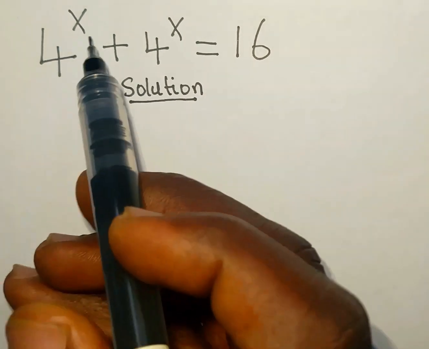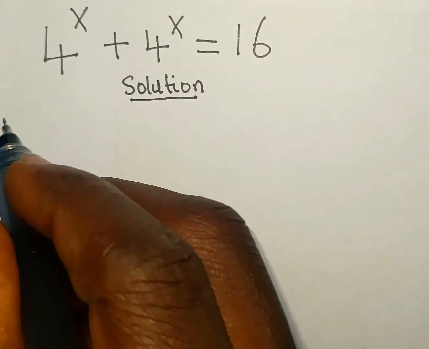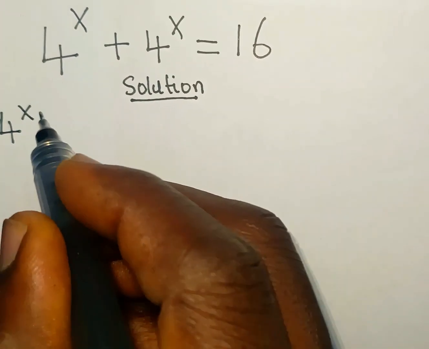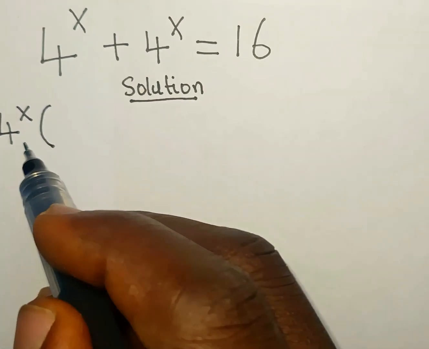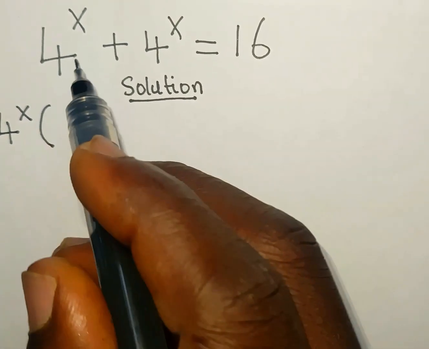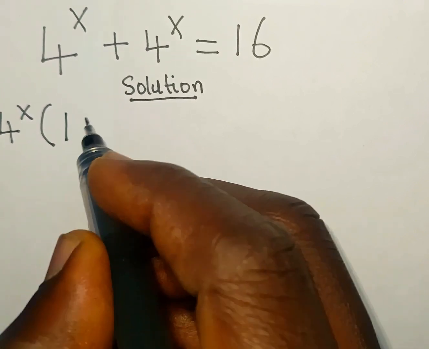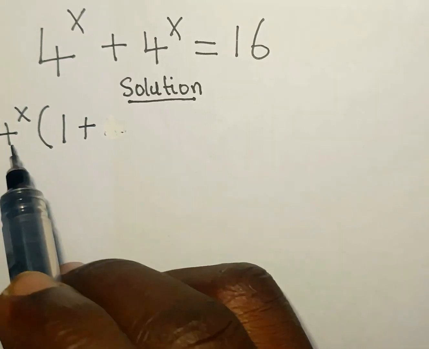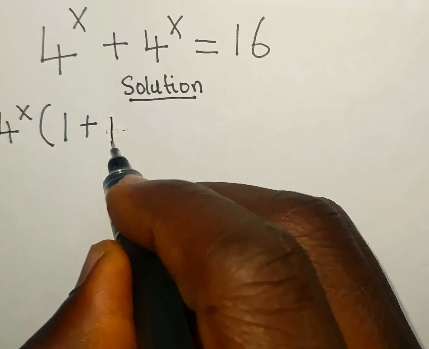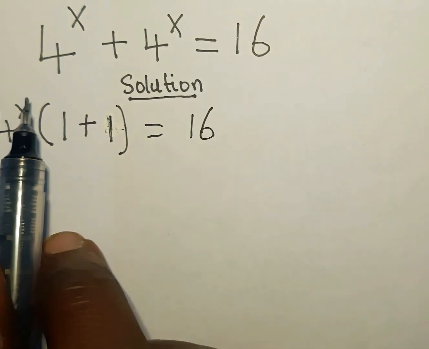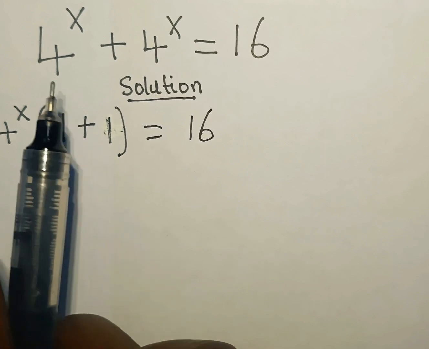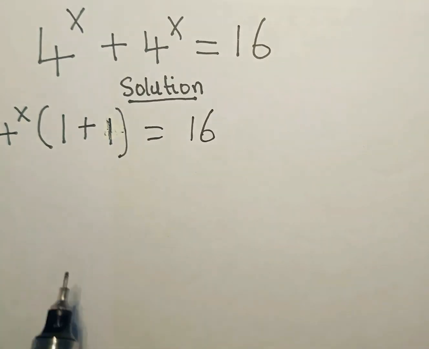So therefore, 4 to power x is common. So we can factor out 4 to the power of x, then we open bracket. Now we're going to divide 4 to power x divide 4 to power x. When the same thing divide itself, it becomes 1. Then plus 4 to power x divide 4 to power x, we are going to have also 1, which is equal to 16. So when you use this 4 to power x to open this bracket, we are still going to get the left hand side back.